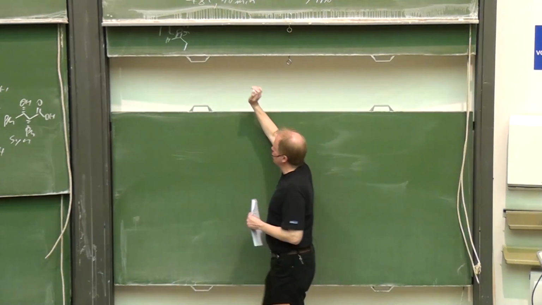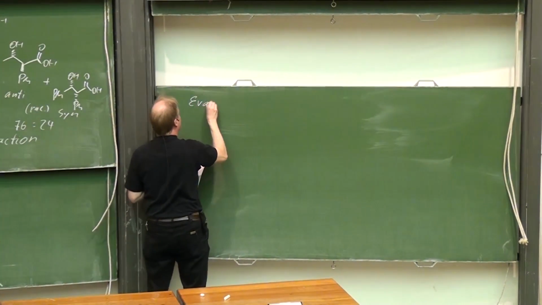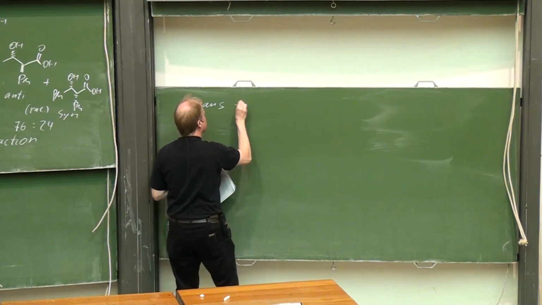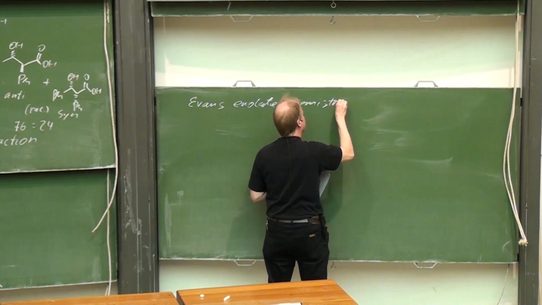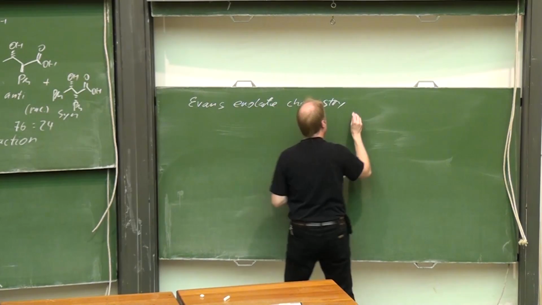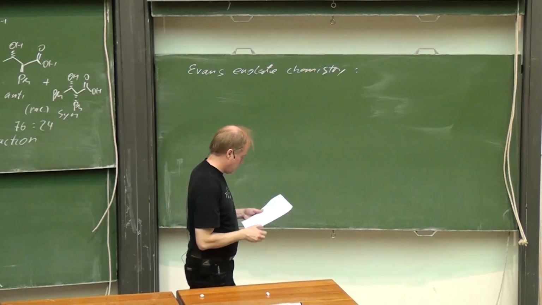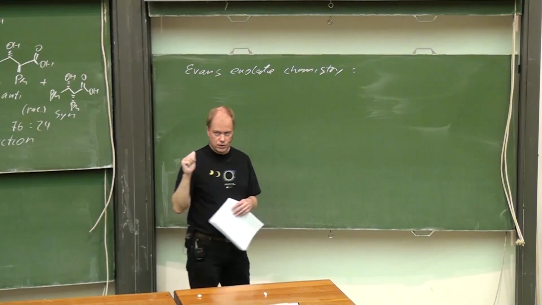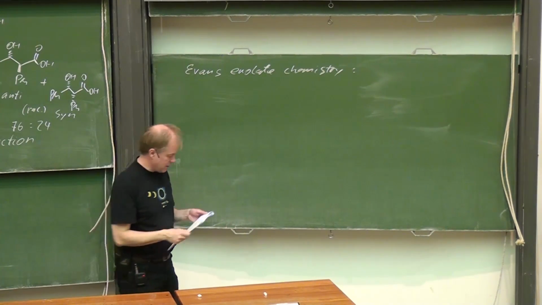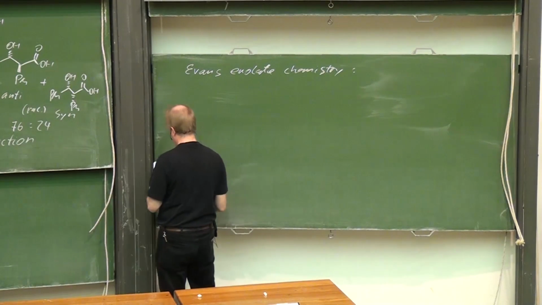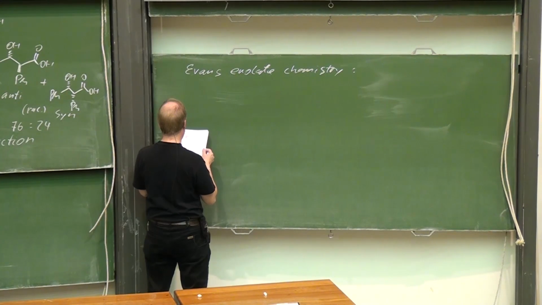The best known is Evans enolate chemistry, which is a method for diastereoselective setups and enantioselective at the same time with stoichiometric organometallic chemistry. So let's see.